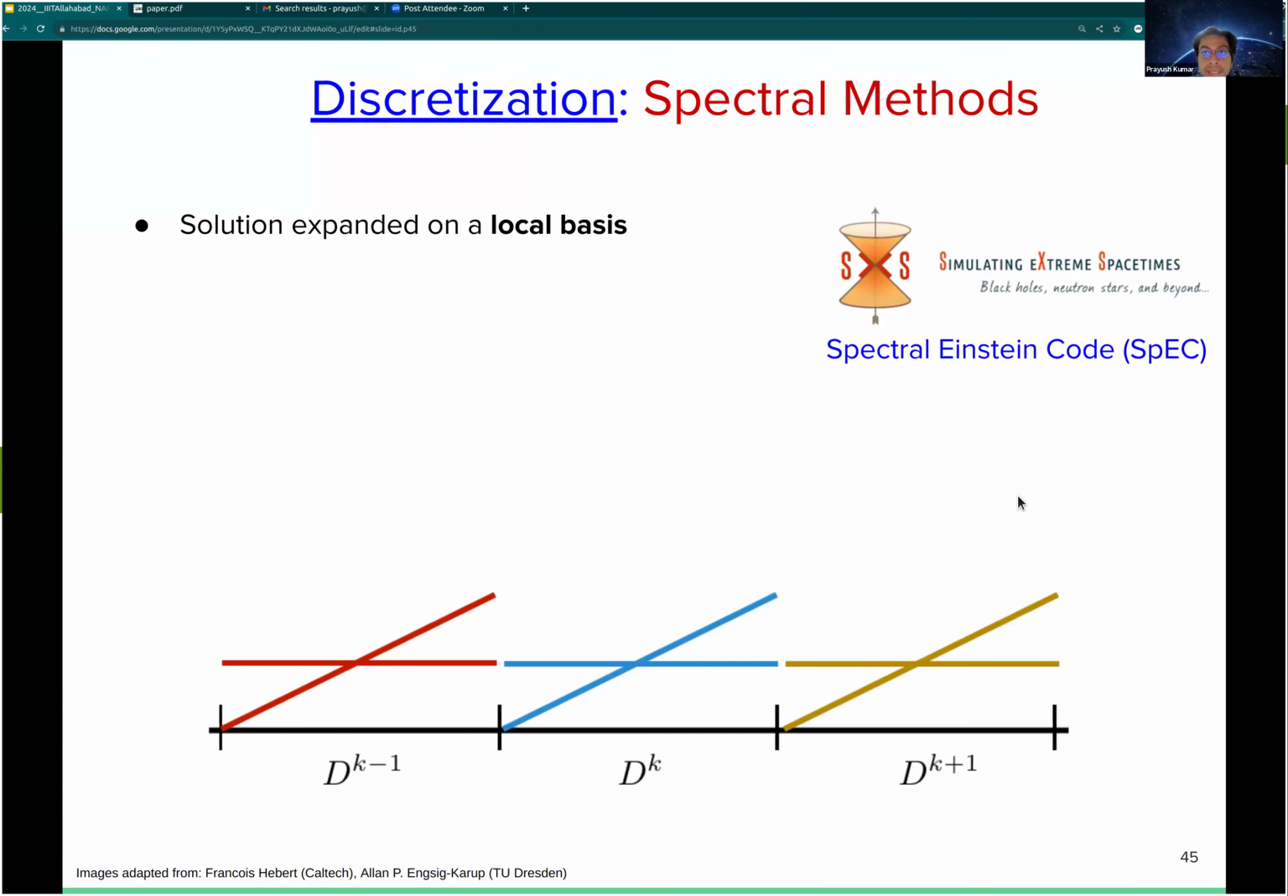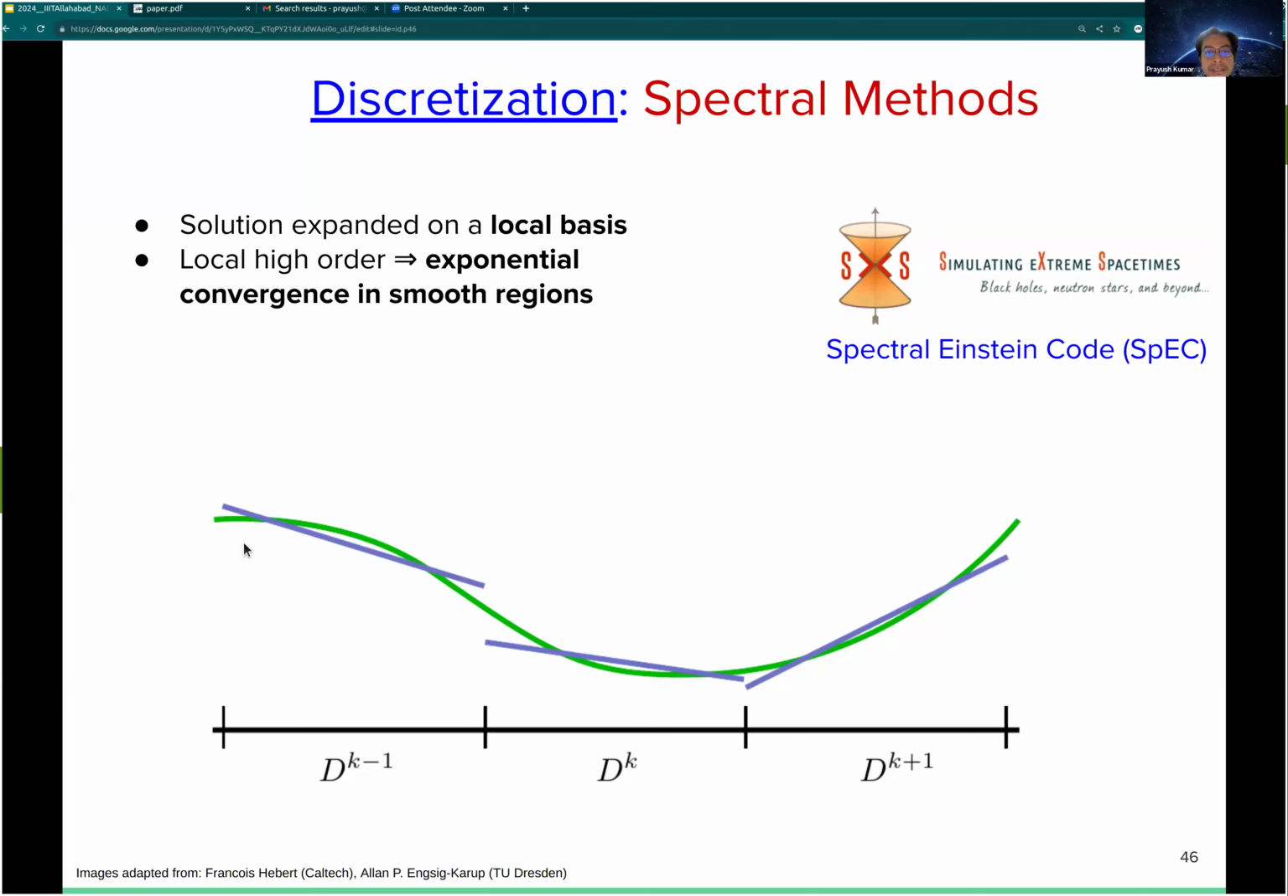The next candidate would be spectral methods, which we have been using all this while for binary black hole problems. In this, the domain is represented by separate elements. And within each element, the solution is expanded on a local choice of basis functions. In each of these subdomains, I have shown the first two basis elements, the constant and the linear basis elements. So the true solution, that is the green curve over here, is represented by a combination of the constant and the linear element.